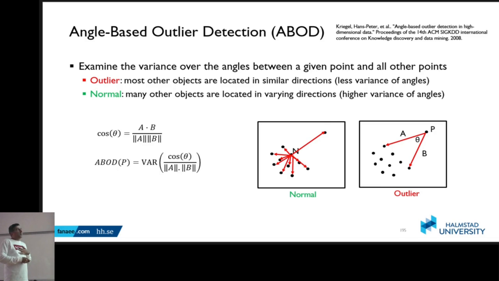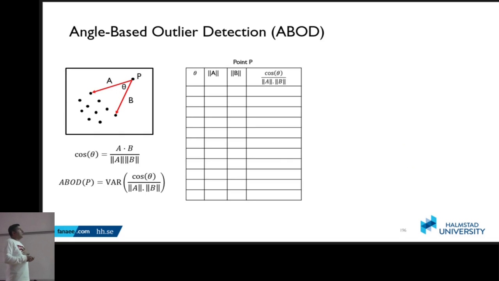It goes probably from 45 degrees to 30 degrees or something like that. But if we look at the inlier or normal object, if we get a random pair of data points and compute the angles of this point with this pair, we get angles with high variance. This is the idea of ABOD.